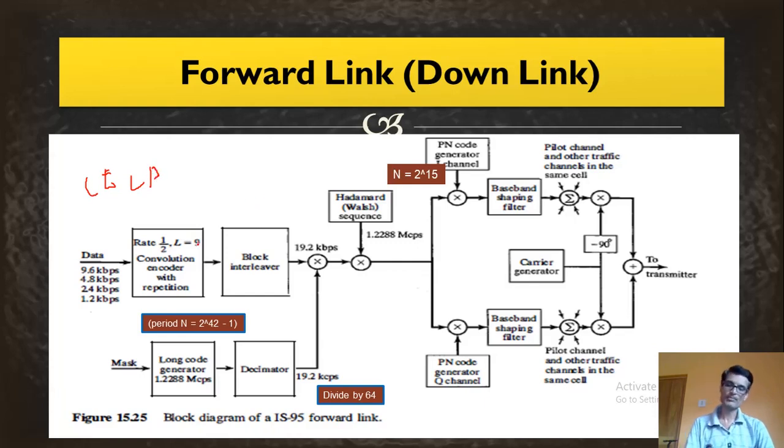CELP is the code excited linear prediction coder. This type of coder is used to generate variable data rate information, that is voice. This is the high data rate signal, 9.6, and then the lower data rates. What happens is that the data rates are variable.